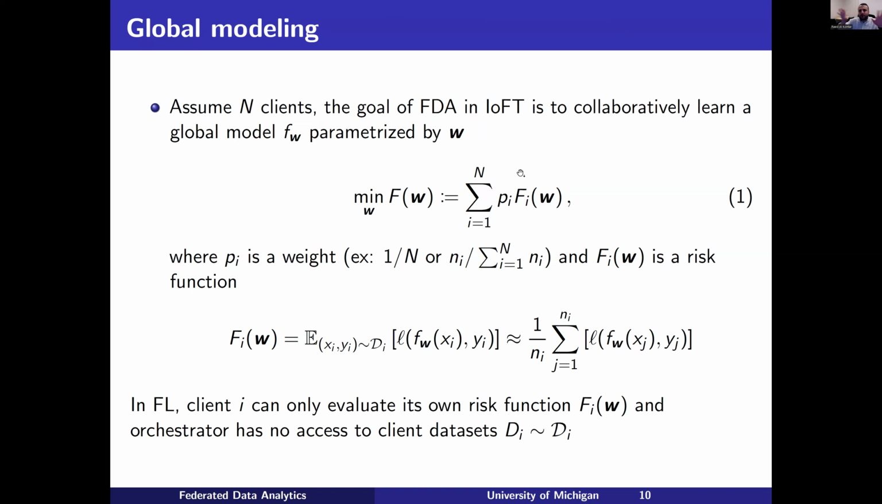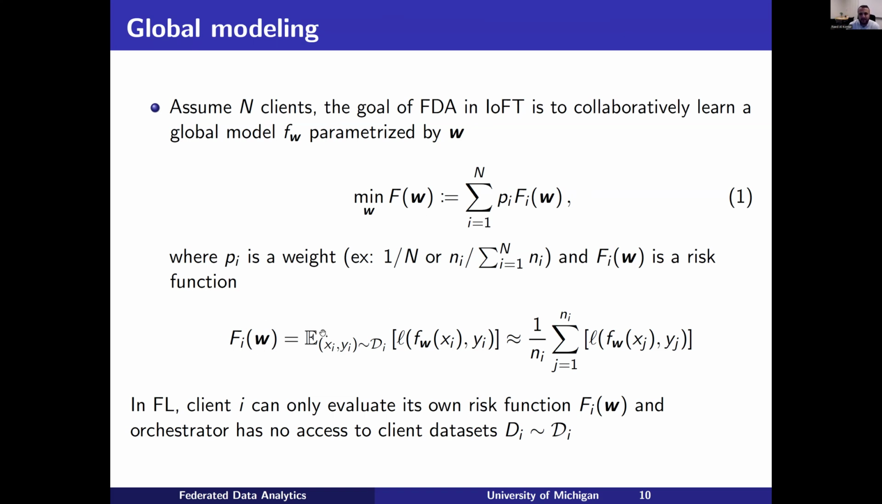And often when you have distributed data, the objective is that we want to minimize the average risk. F of W is the average risk. So you can see it's the average over all the local clients' risk. i is an index for client i, and we're trying to minimize the risk in expectation over all the clients. p_i is here some weight. It can be simply 1 over n, just equal weights for all clients.